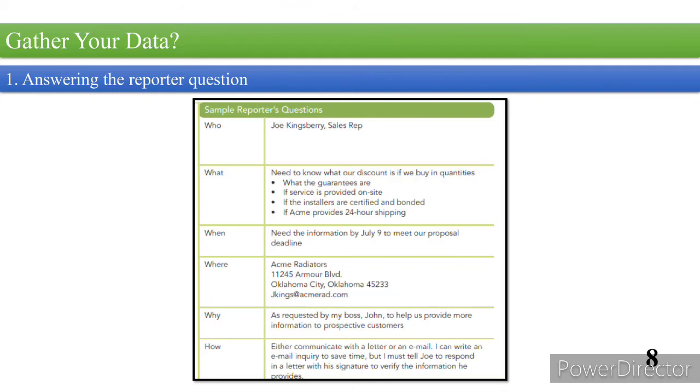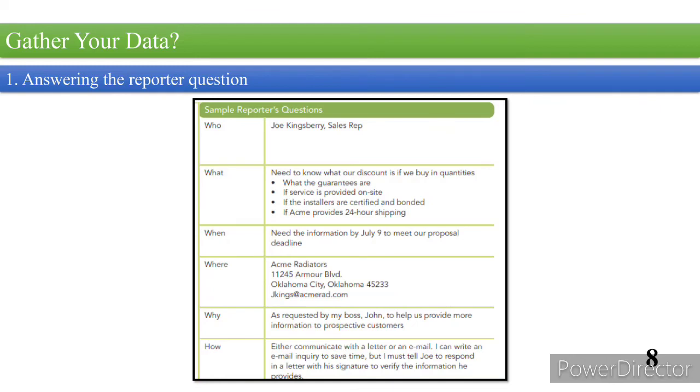Answering the reporter question, the generic terms about who, what, when, where, and why, we have discussed in our previous slide. Now, here is a simple reporter question with an example. For example, who? Joe Kingsbury, a sales representative. What? Need to know what our discount is if you buy in quantities, for example, what the guarantees are, if the service is provided on site, if the installers are certified and bonded, and other questions. So this is a sample for you.